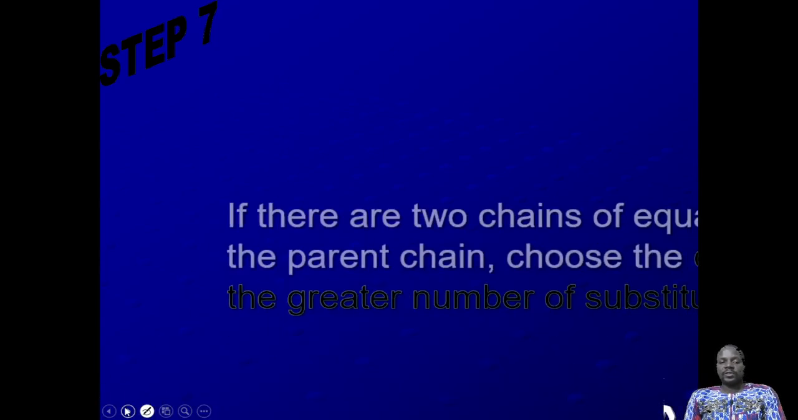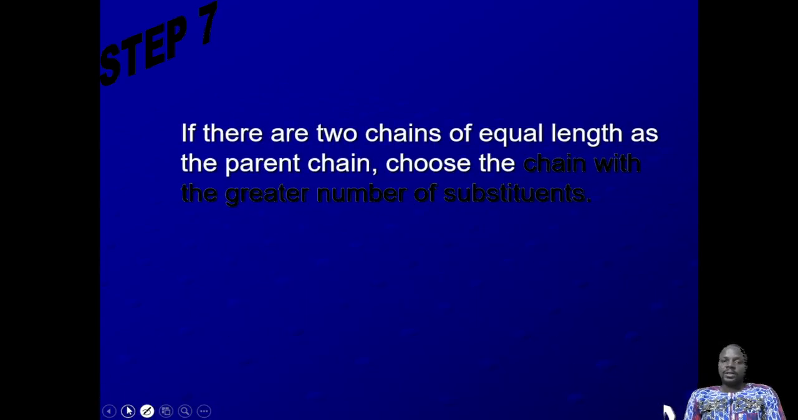Step 7, which is law 7, talks about identical chains. Let's check. If there are 2 chains of equal length as the parent chain, choose the chain with the greater number of substituents. Yes, this is very important. In terms of substituents, we go for the greater number. But when it is not in terms of substituents, we don't go for the greater number. Students do make mistakes there.